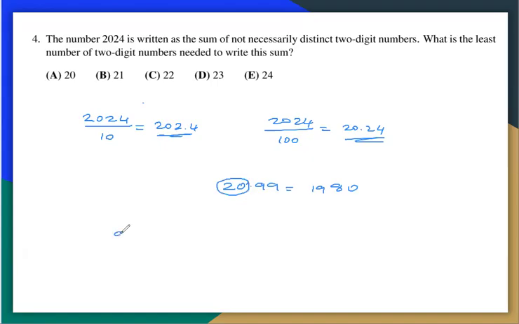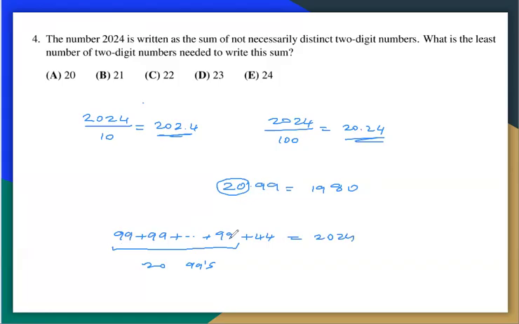So you have 99, 99, all these 99s, 20 of these. But when you add 20 99s, you are actually not getting this number. If you want to get this number, we need 20 plus 24, so we just need another 44. We can add this 44 to get the entire sum as 2024.